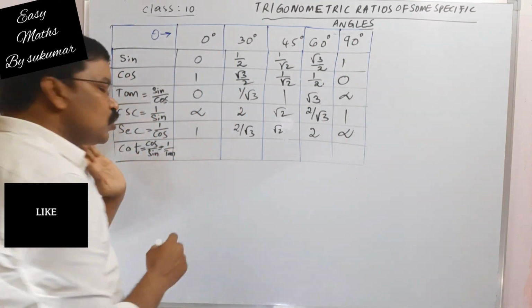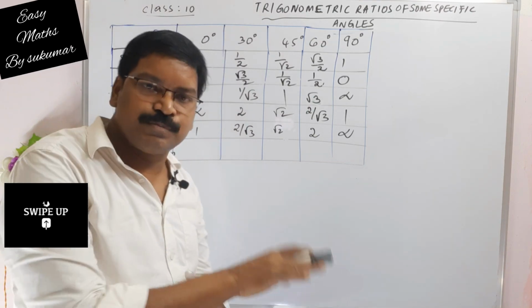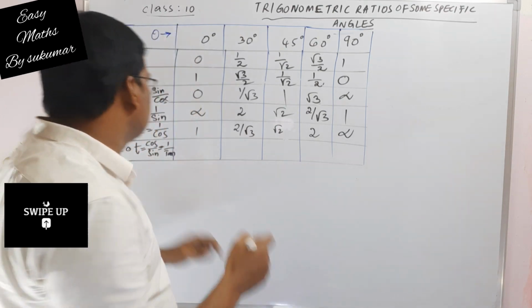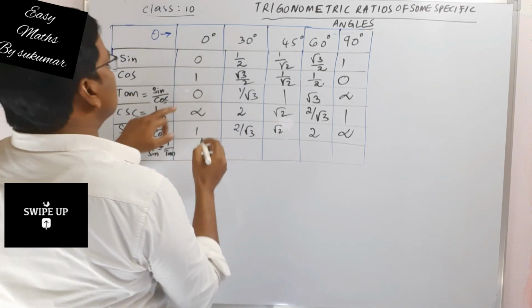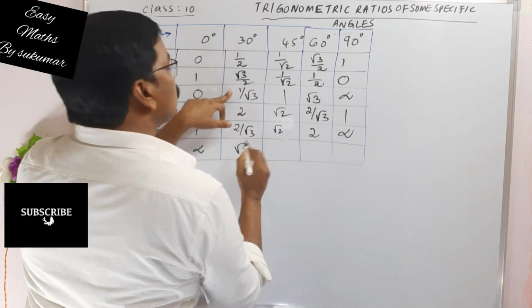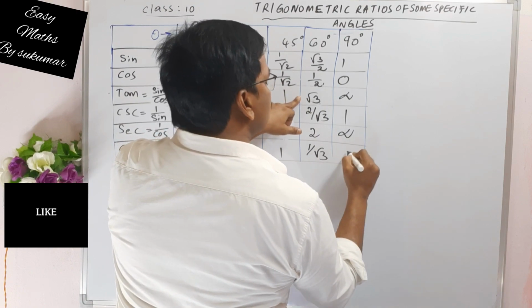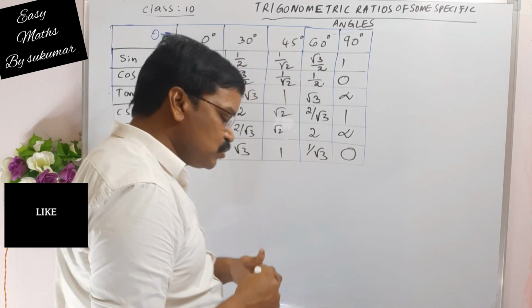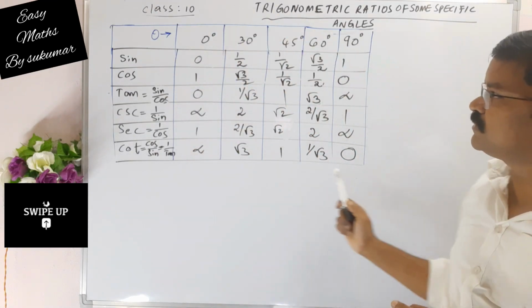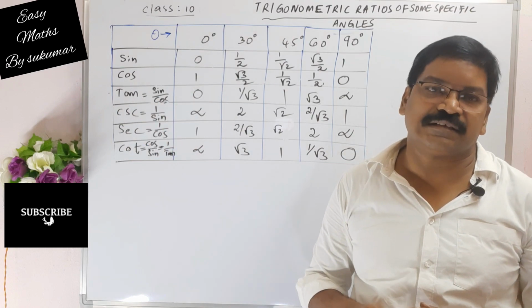Okay, now coming to cot, it is the reciprocal of tan or cos by sin. In both cases you will get the same, right? So, my dear students, just make it reverse of tan. That means 1 by 0 is infinity. 1 by root 3 means root 3. 1 by 1 is 1. 1 by root 3, and this is 1 by infinity is 0. So, my dear students, this is the table of trigonometric ratios of some specific angles.